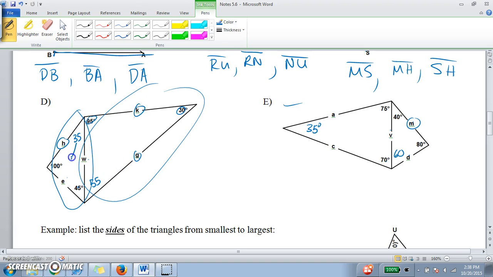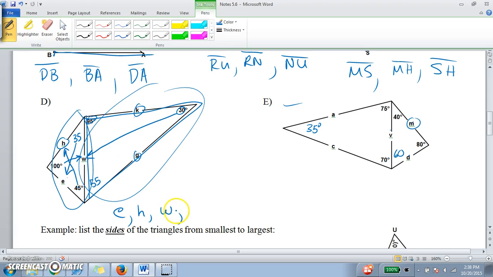The smallest angle here is 35, so the smallest side has to be E. The next one is 45, so the next one would be H, and the biggest one is 100. So the biggest side in the small triangle is W. Now if we look at the big triangle, the smallest angle is 30, which is across from W.